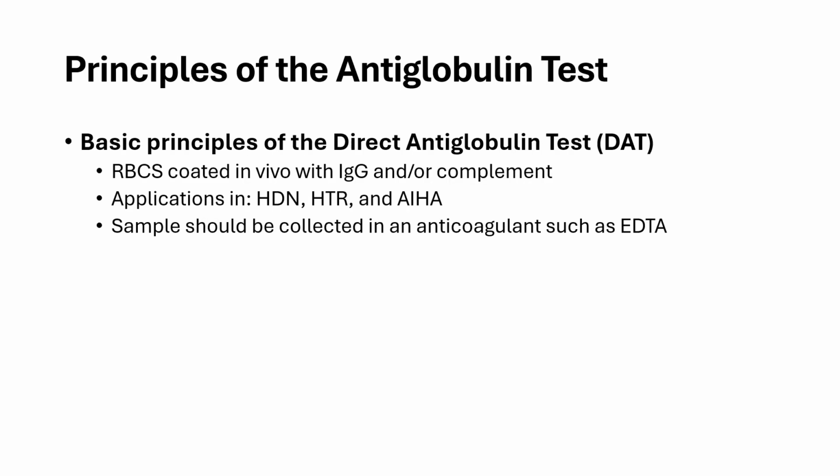So the direct antiglobulin test, or the DAT, its purpose, as mentioned earlier, is to detect in vivo coating of red blood cells with IgG antibodies and complement components. Applications: we can use this, as mentioned before, for hemolytic disease of the newborn, hemolytic transfusion reactions, autoimmune hemolytic anemia. Sample requirements: blood should be collected in a tube that contains EDTA as an anticoagulant. And this helps to prevent in vitro complement activation, which ensures accurate DAT results.